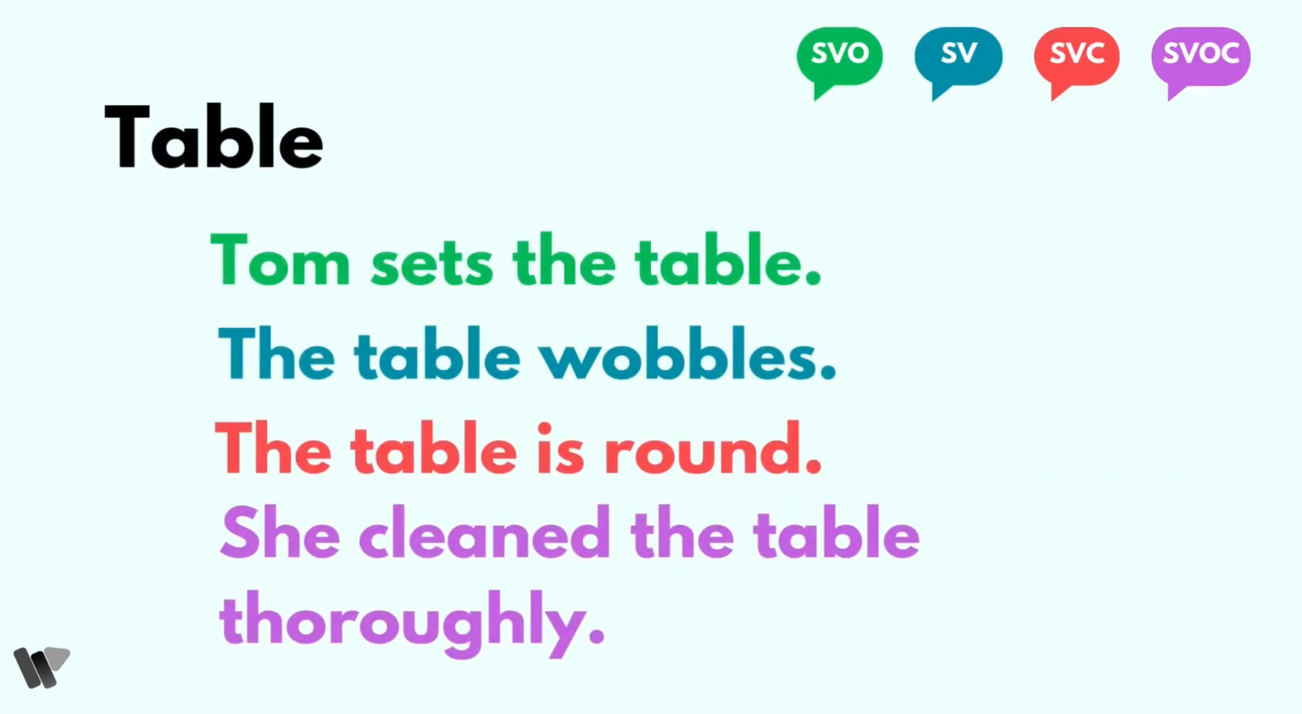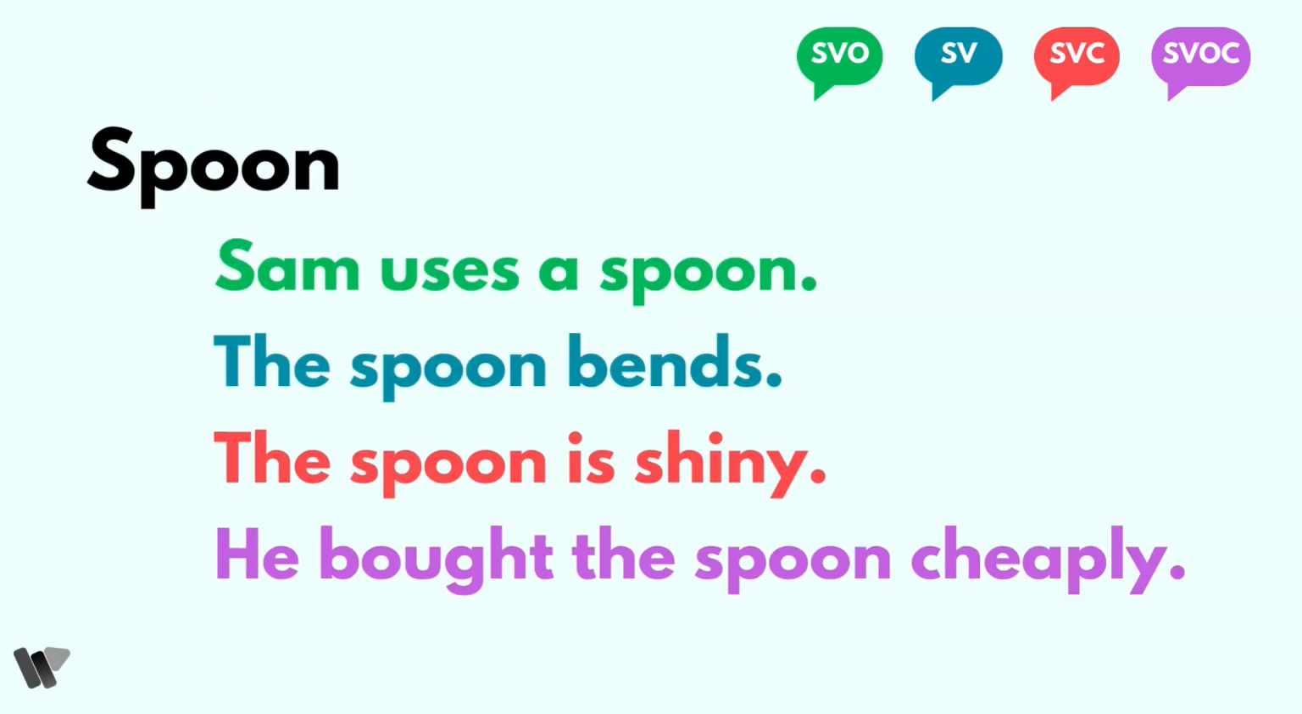Table. Tom sets the table. The table wobbles. The table is round. She cleaned the table thoroughly.